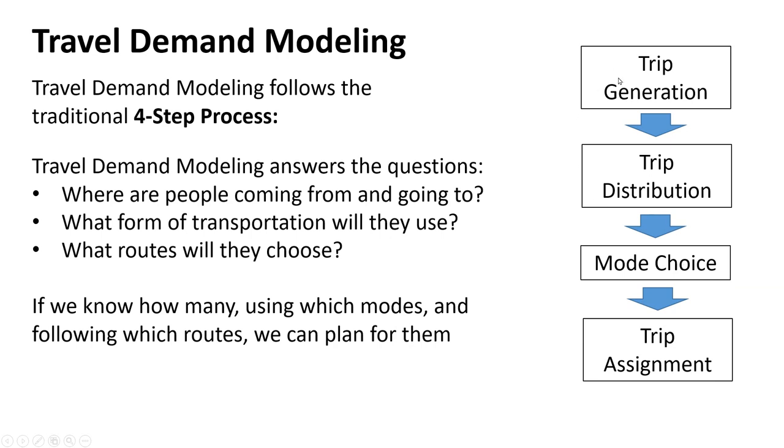And then trip distribution is figuring out where people are going. So we know that there's this many trips, but now where are they going? So that would be trip distribution. How am I going to get there? That's mode choice. Am I going to walk? Am I going to ride the bike? Am I going to drive?